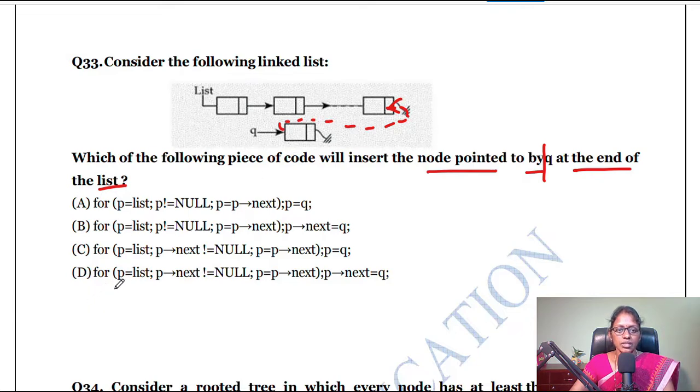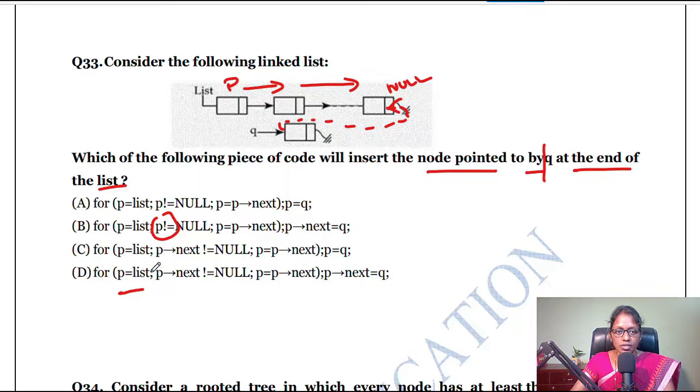Initially I am assigning list, so p equal to list. And what do I have to do? I have to first move the pointer. This is p, so I am assigning list to this pointer. I am moving this one by one until p of next is not equal to null. Because the last element will be null, right? So this pointer of next is not equal to null. I have to move it.